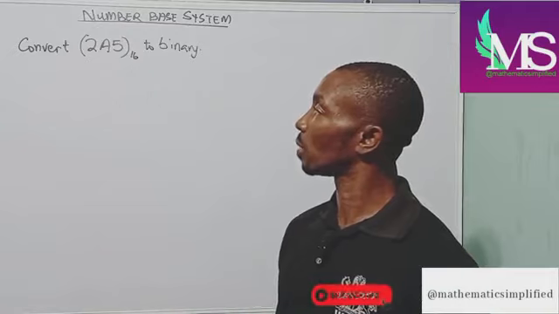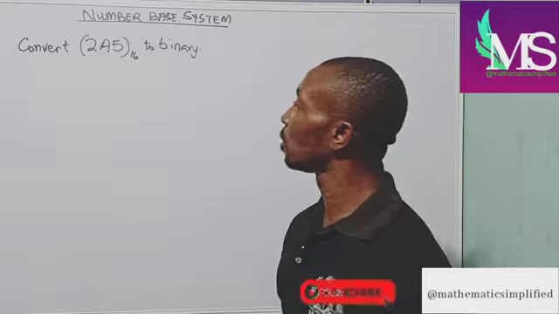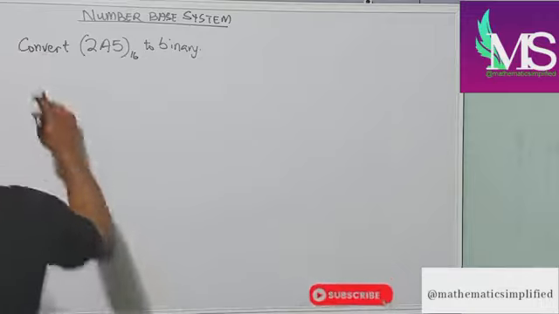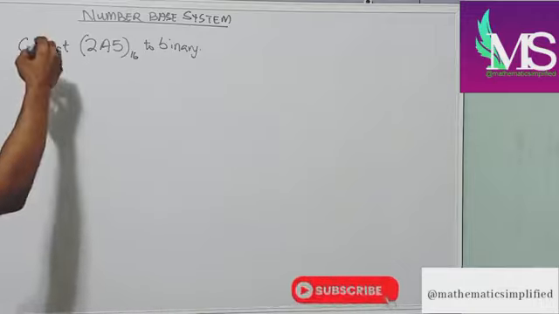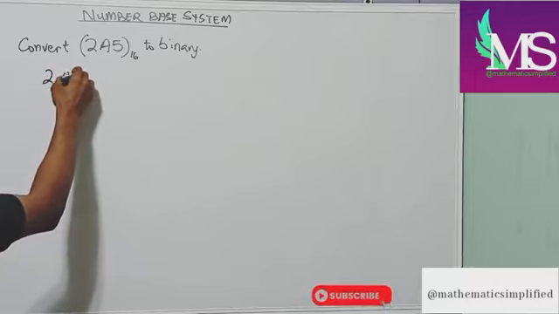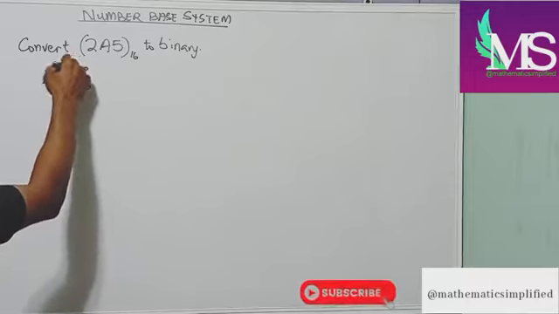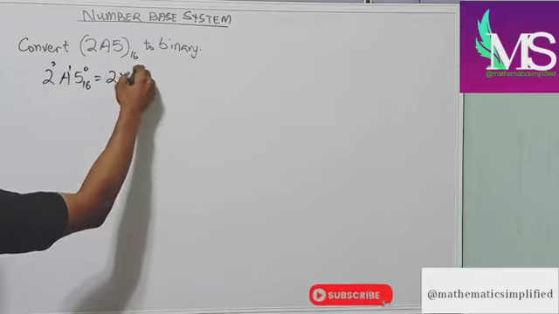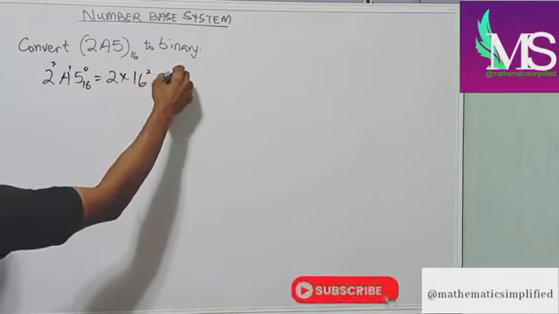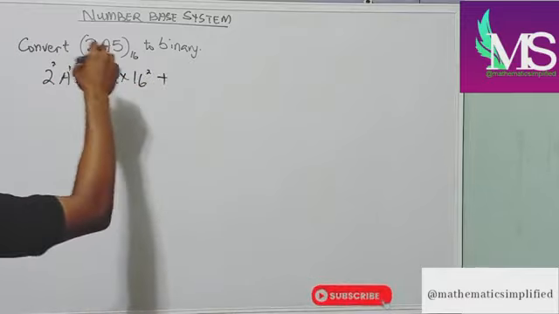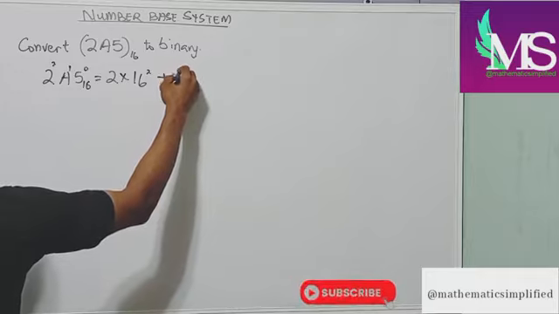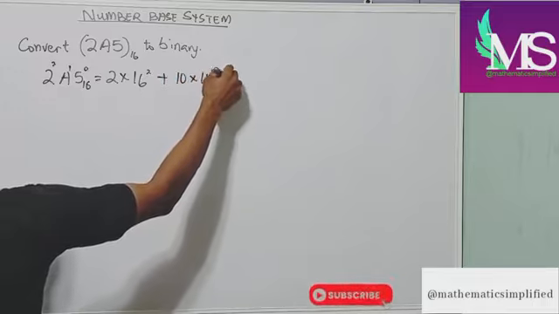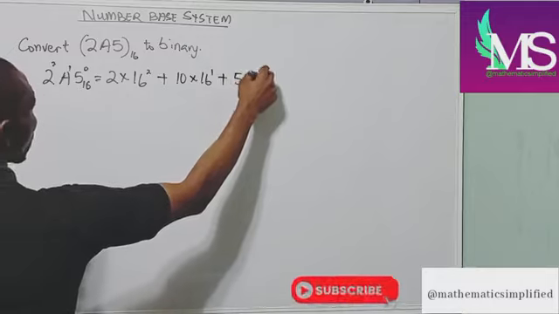Our next example talks about convert 2A5 base 16 to binary. Now, in converting from base 16 to binary, we have 2A5 base 16. So this becomes 0, 1, 2. So this becomes 2 times 16 raised to power 2 plus A is 10. Alright, A is 10. So this is 10 times 16 raised to power 1 plus 5 times 16 raised to power 0.